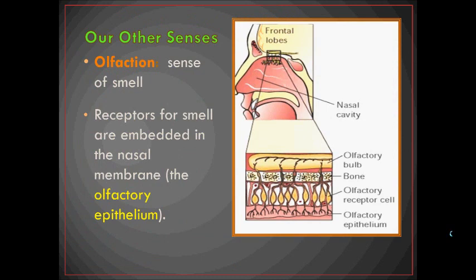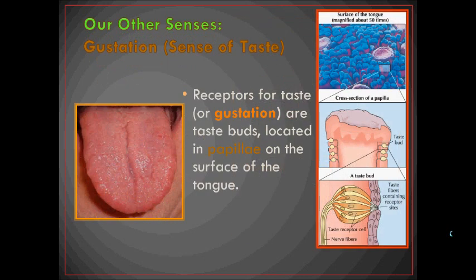Now, regarding our other senses, I won't spend as much time on these, but olfaction is the sense of smell. We have these receptors for smell embedded in our nasal membrane. It's known as the olfactory epithelium. In there we have the olfactory bulb, we have this kind of bone dividing everything, then the olfactory receptor cell, and olfactory epithelium below that. And that's when different chemicals enter into our receptors. They are all there ready to catch the chemicals that are floating through the air, so that we can make sense of their smell.